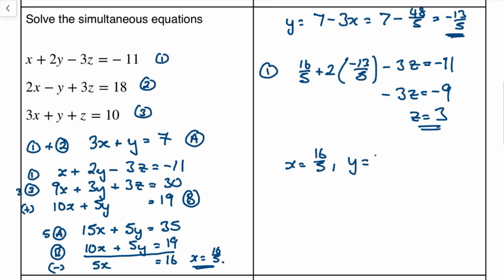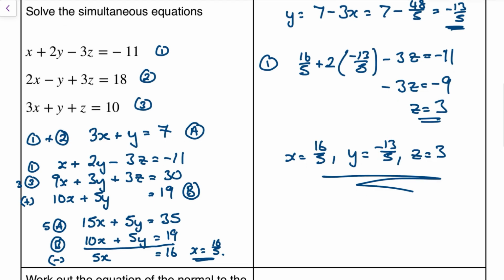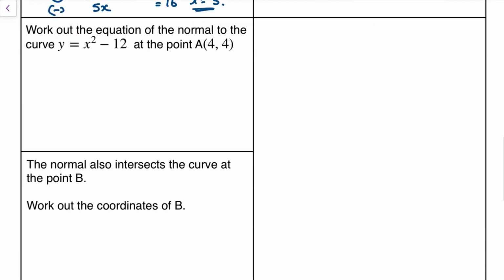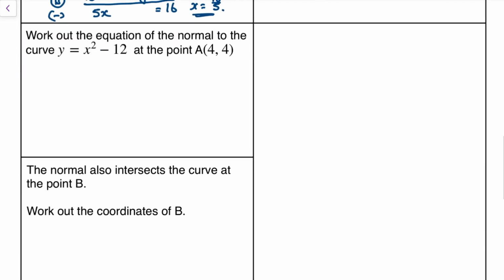Y is equal to minus 13 over 5. And z, after all of that, is equal to 3. Funnily enough, had I started by finding the z, I would have found the numbers were a bit nicer. But either way, we got there, didn't we? Next and final question. Is it the final one? Yes, it is. All part of the same question.